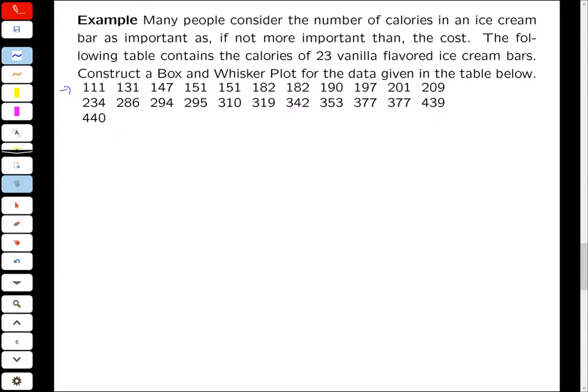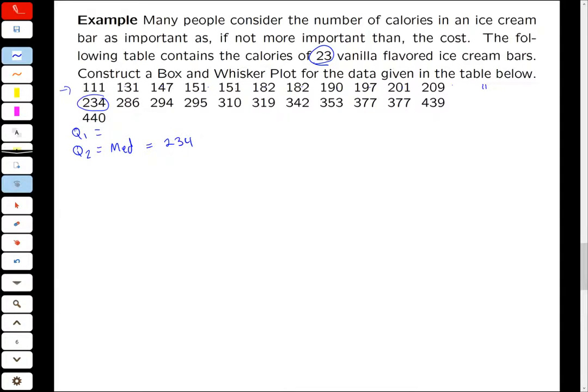How do I find the median? Middle. It's a middle data value. I was told that there are 23 of them. So I need to go in 1, 2, 3, 4, 5, 6, 7, 8, 9, 10, 11. There's 11 on a row. And that means this would be the middle data value. 11 before it, 11 above it. So the middle data value is going to be Q2, our median, 234.